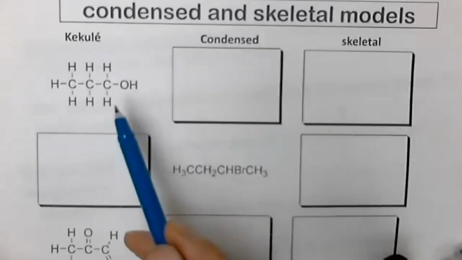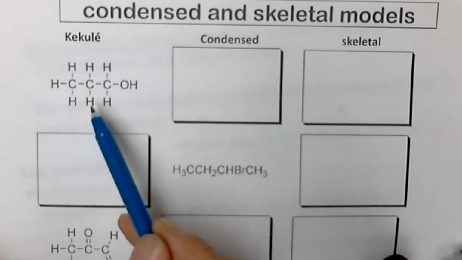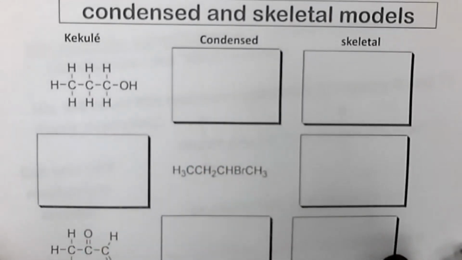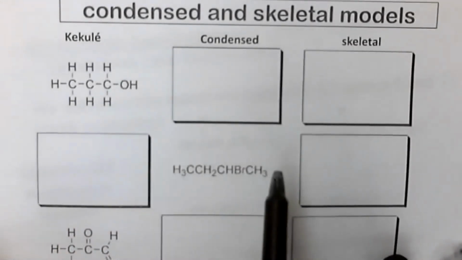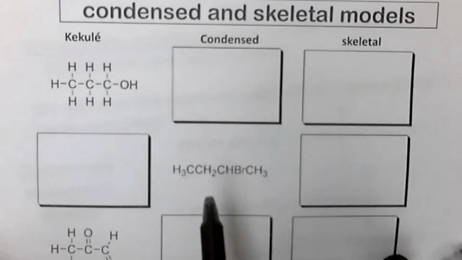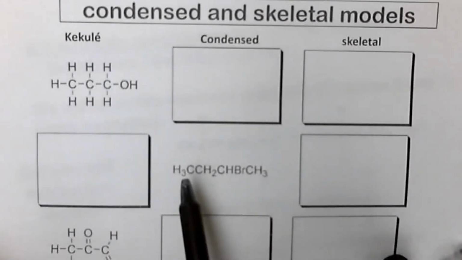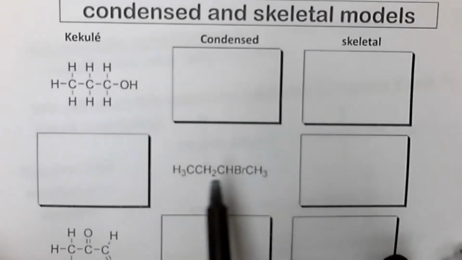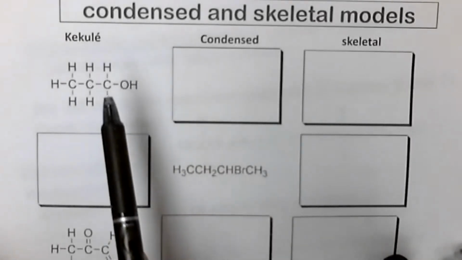All right, so Kekule structure. That's a Kekule structure, right? We're drawing all of the bonds, each of the bonds. Okay, and looking at these other ones for guidance, what does condensed mean? Condensed, like in this second case, is like we say CH3, CH2, CHBr, CH3. That's the condensed formula. How would a condensed formula look for this top molecule?